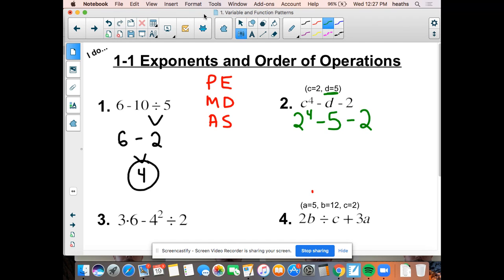We know that 2 to the 4th is 16. We'll write it directly below here. And then all we're going to do is drop the rest of the problem down, keeping our expression nice and organized.